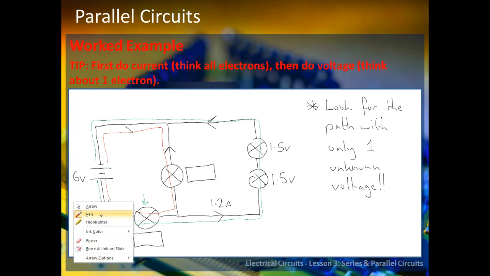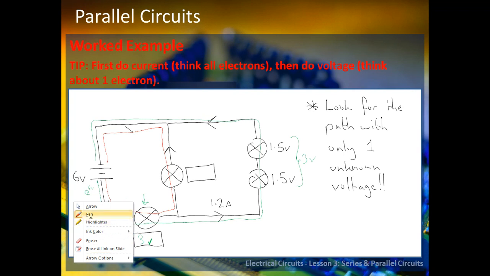And then we're applying our rules, thinking about an electron that starts with the voltage of the battery. So it starts with 6 volts. It passes through this bulb to use some. Then it passes through these using 1.5 and then another 1.5. So these two bulbs use up 3 volts collectively. So therefore, this initial bulb must also use up 3 volts to get rid of all 6.